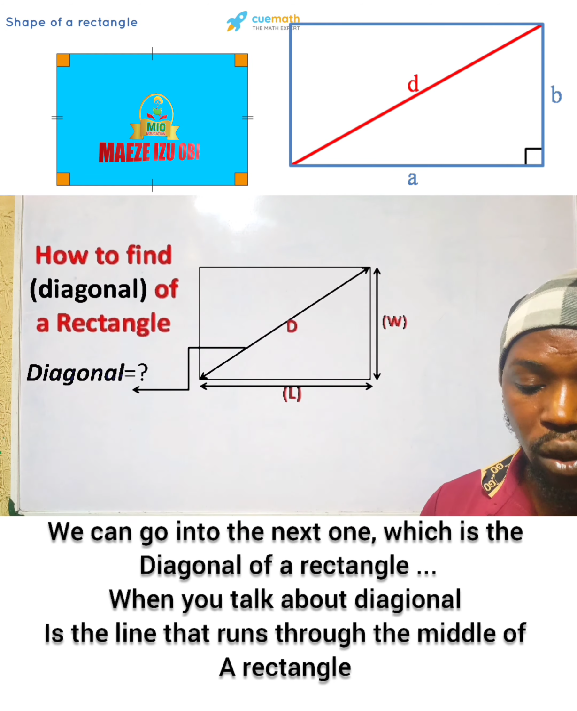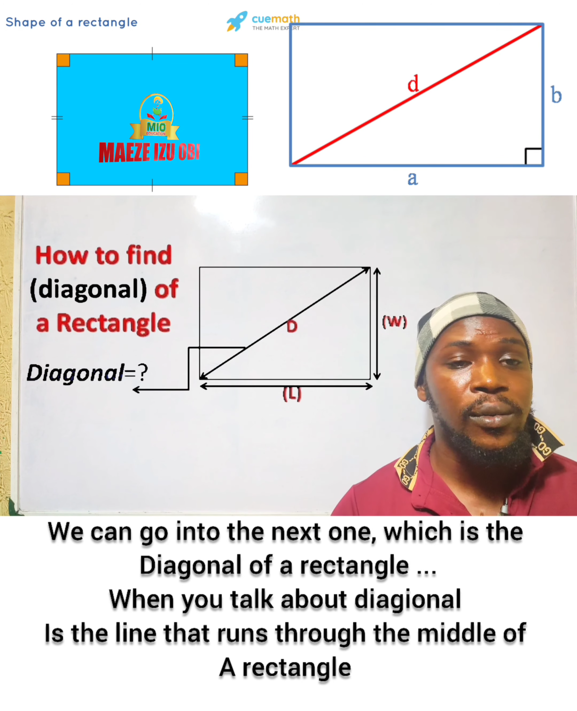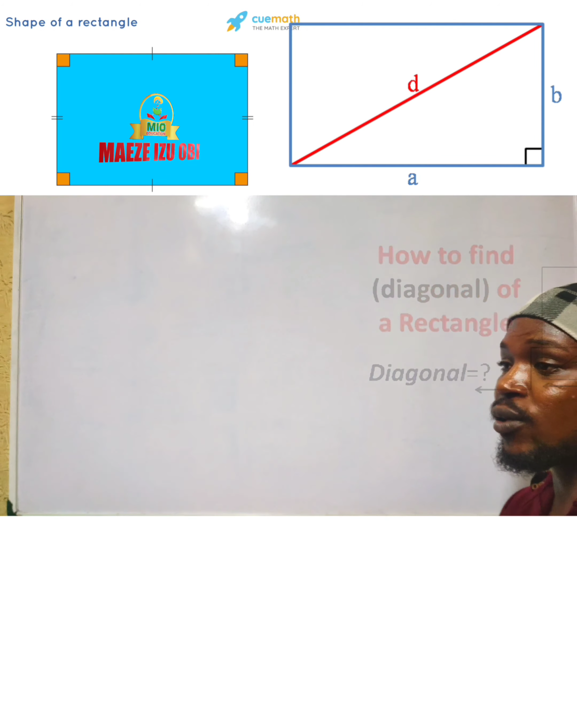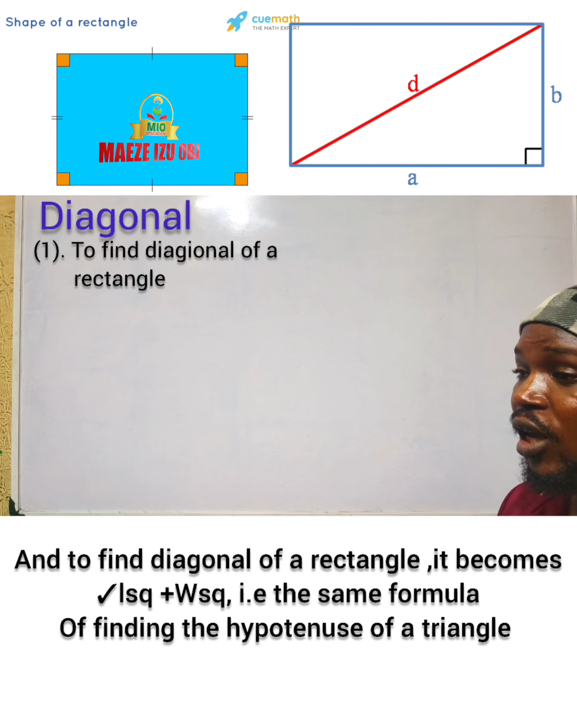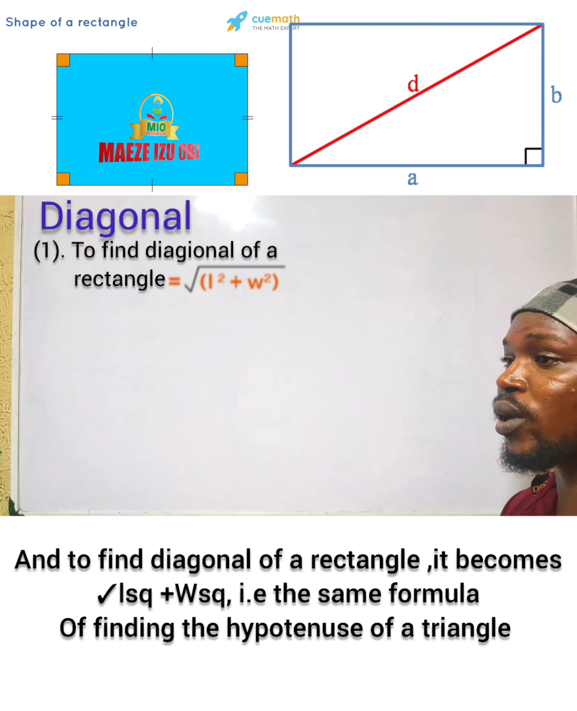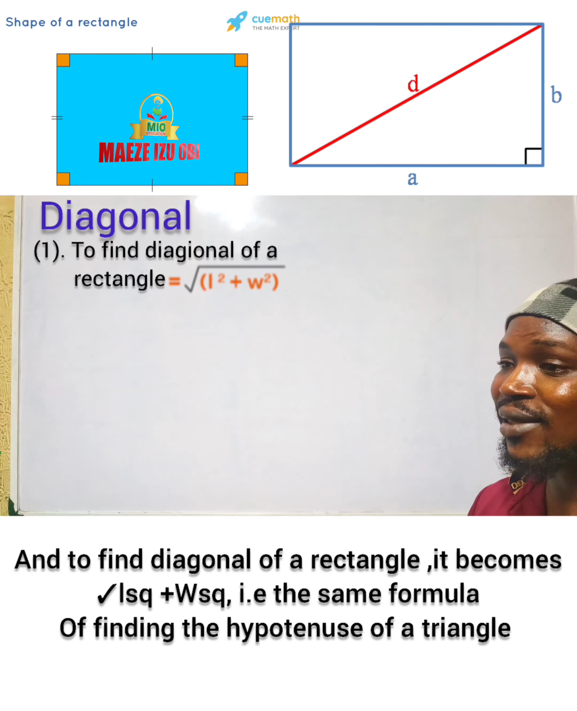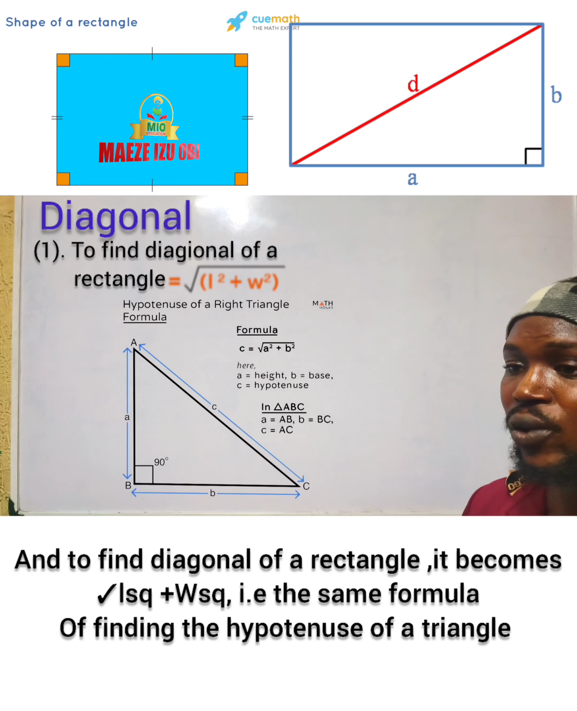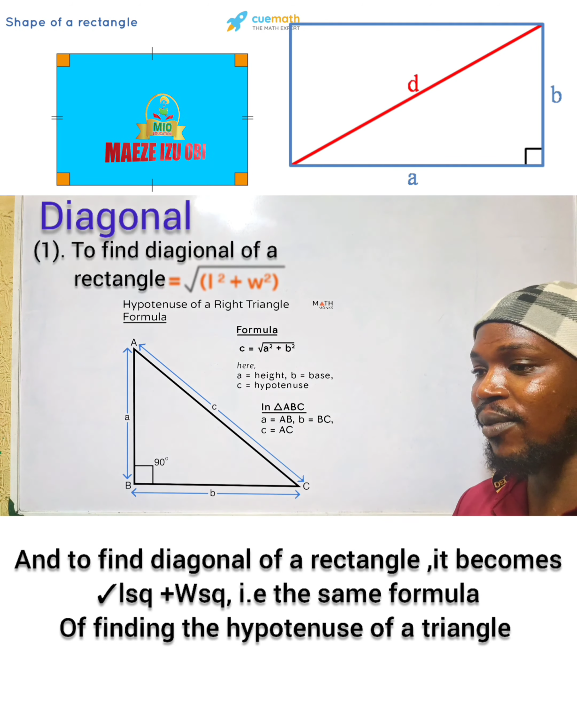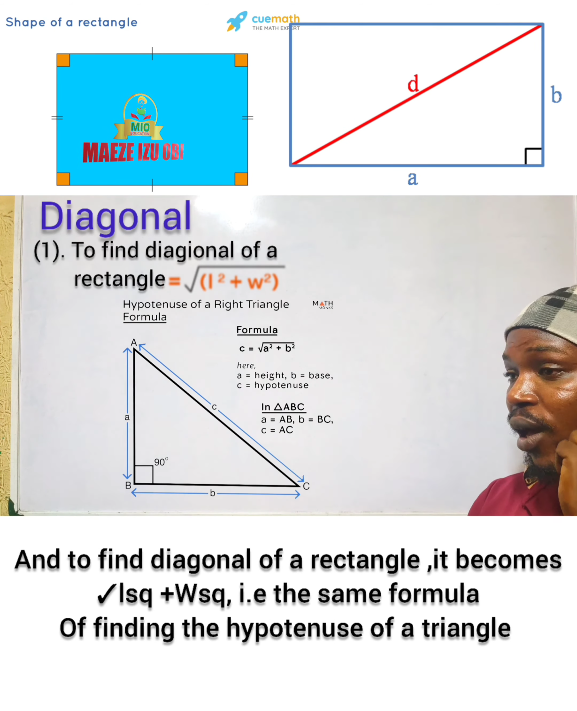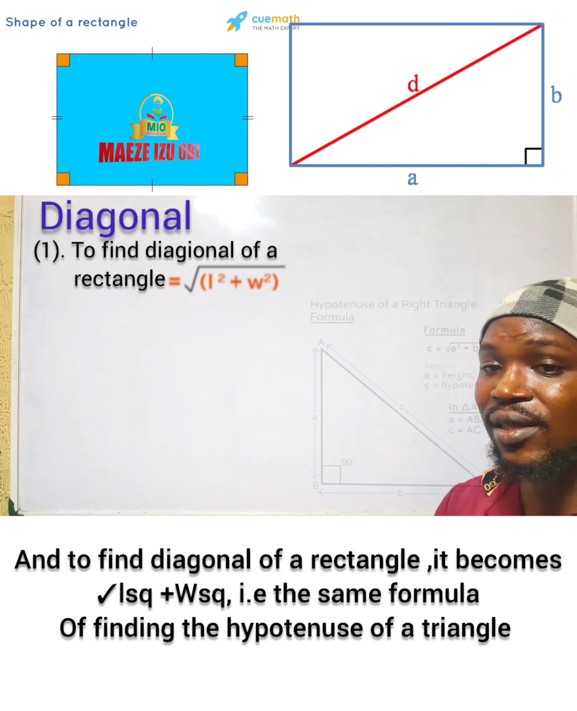Now we can go into the next one, which is the diagonal of a rectangle. The diagonal is the line that runs through the rectangle inwards. To find the diagonal of a rectangle, it becomes length square plus width square, all in square root. That is the same formula for finding the hypotenuse of a triangle. That is the similarity.